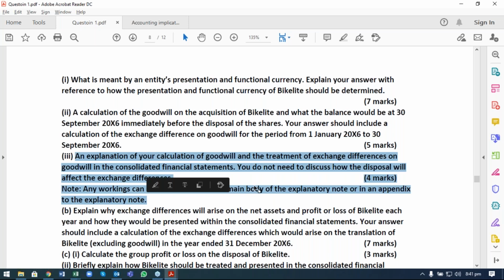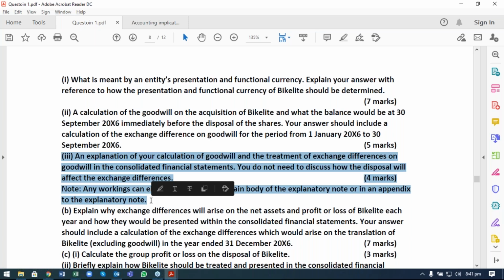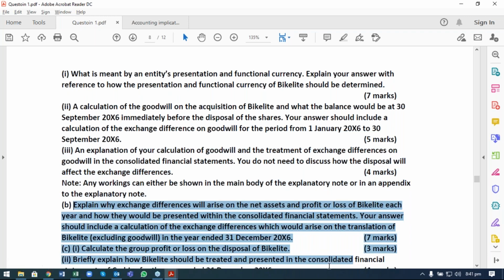So any workings can be in the main body. So you have explained these gain losses, and those should be reported in other comprehensive income, but you have to ignore the disposal aspect. The disposal aspect should be included over here. This is the next requirement.